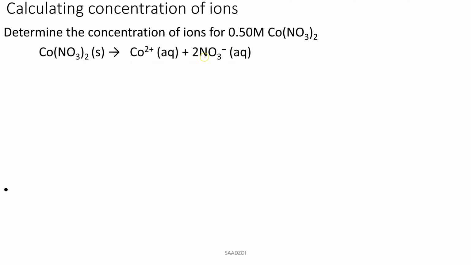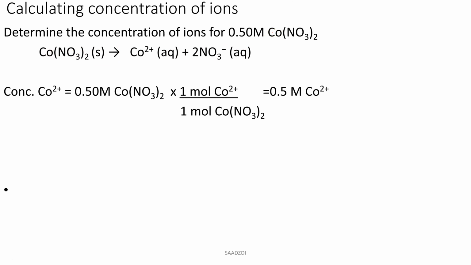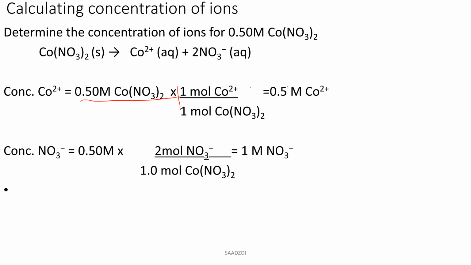For nitrate, there's 2 for every 1 cobalt. So what's the ratio going to be? 1 to 2. So there's your difference. So notice my little T chart again, a variation of it using multiplication. You could do either one, doesn't matter. So 0.5 multiplied by the ratio, you get 0.5 molar of cobalt. Do it for nitrate, you get the molarity of nitrate, which is 1 molar. So that's how you do concentration of ions. All you have to do is just take the ratio.